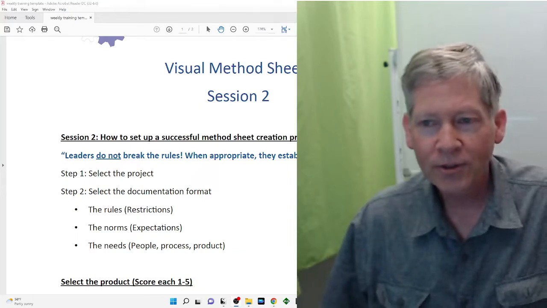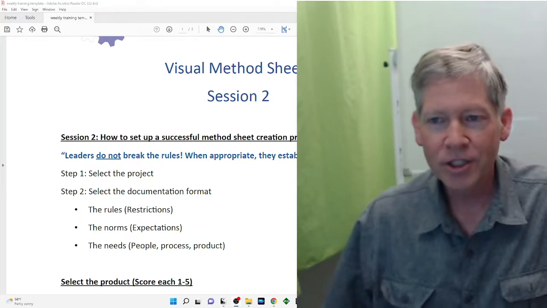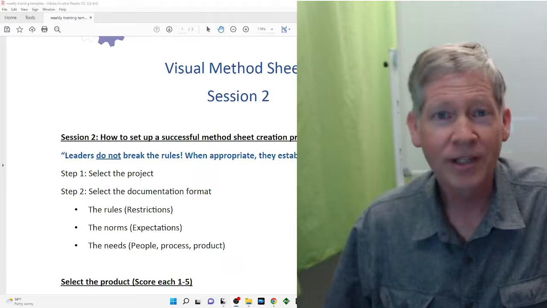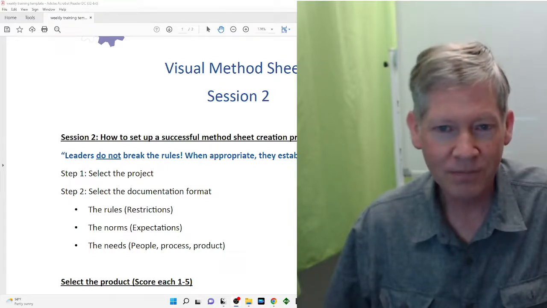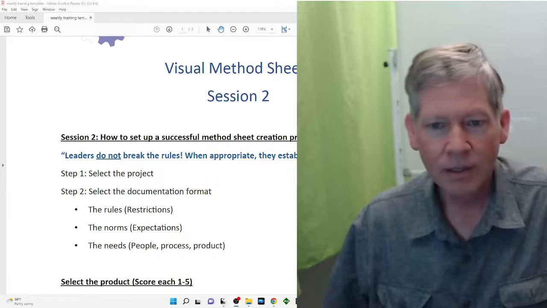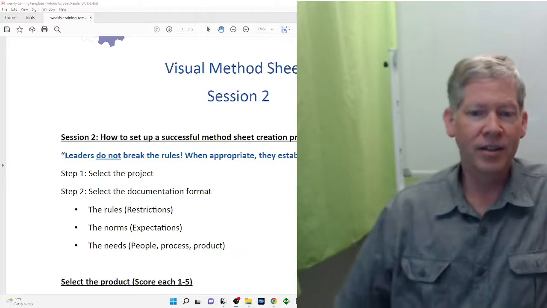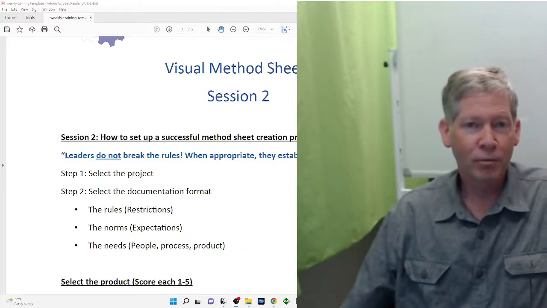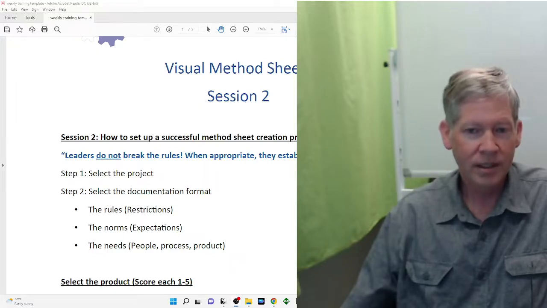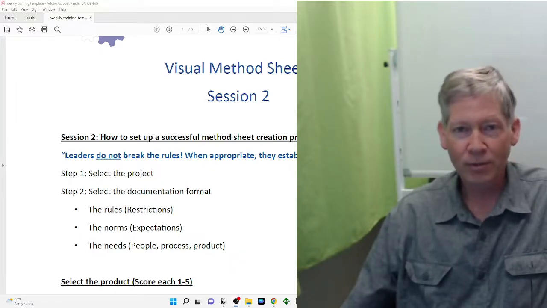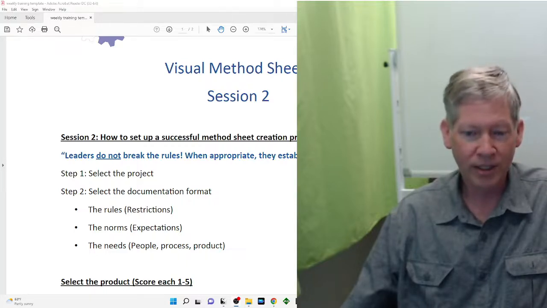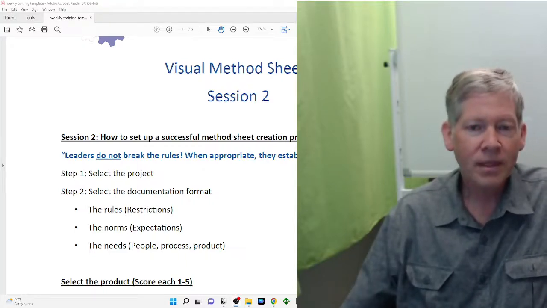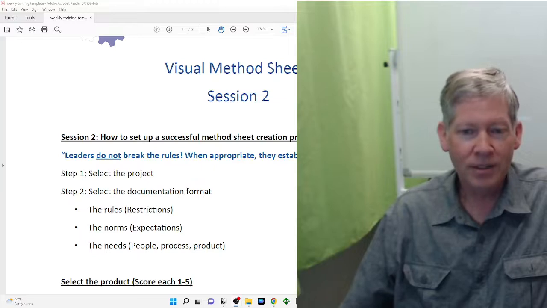So what I'm showing on the screen right now is the worksheet, which I was trying to post, didn't quite get posted yet. It'll be posted after I'm done with this session. What we're going to be going over today is selecting the product to work on, and then selecting the documentation format. I'll be going into much more detail on documentation format in later trainings. But for now, I want to go into selecting the product.